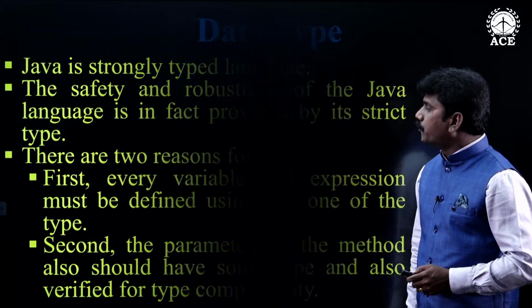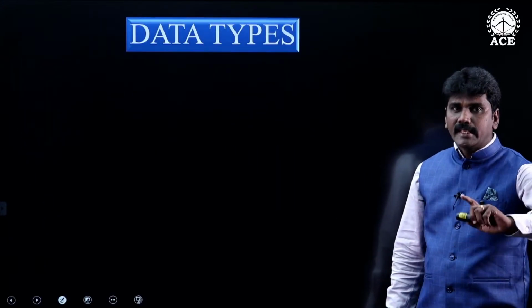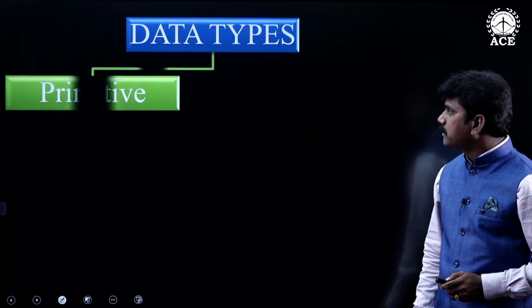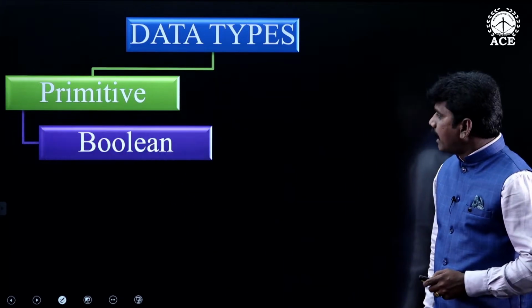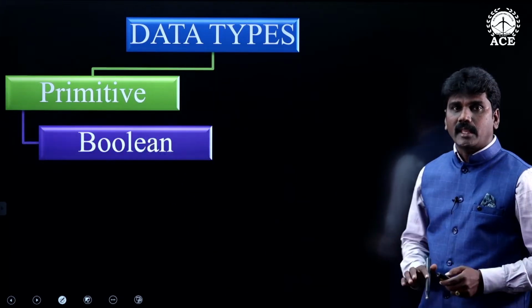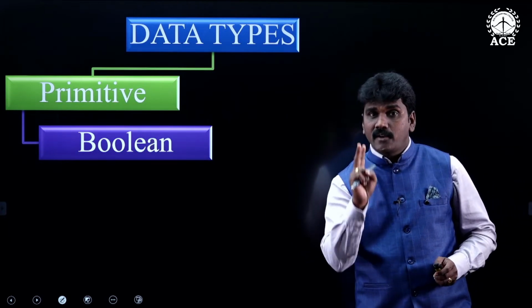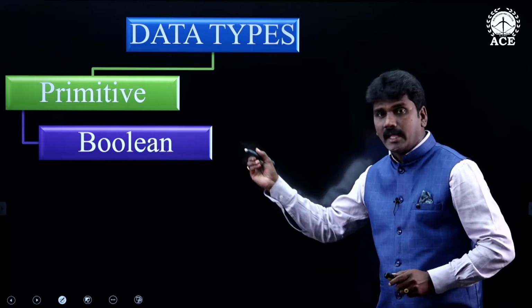In Java, what are the different data types we have? Essentially, in Java, there are two types of data types. The first one is the primitive data type. Under the primitive data type, there are four categories. So, data types are of two types essentially. One is the primitive data type.